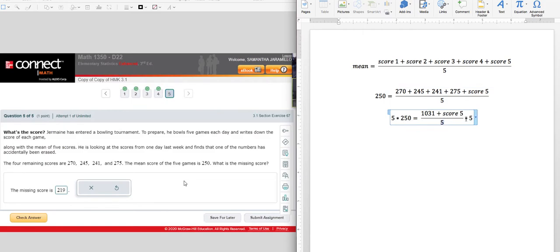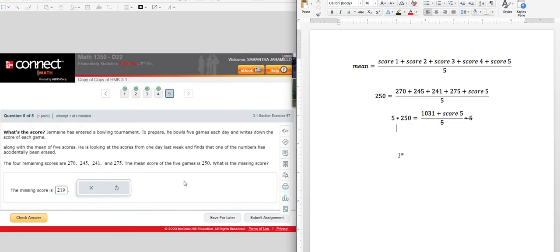So there, this 5 and this 5 are going to cancel, and now there's lines through that times 5 and this times 5, and that's because we've got one that we're dividing and one that we're multiplying, so those cancel with each other. This one stays the same, and then we're going to do this math over here, the 5 times 250. And that gives us 1,250, and since the 5 on top and the 5 on the bottom canceled, they've both gone away. So now we've got it simplified to 1,250 equals 1031 plus score 5.